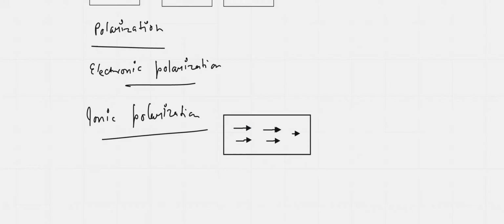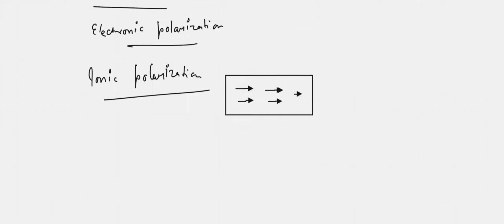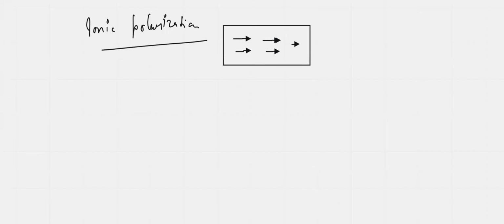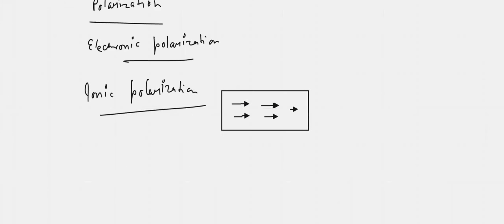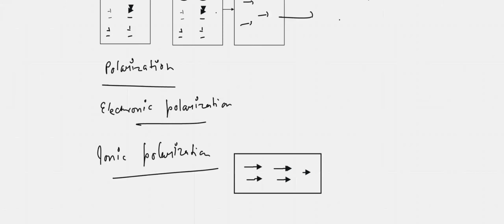And the last is oriented polarization. In this, in a dielectric, the permanent dipole moment is created. In this third case, the permanent dipole happens. This is all about the polarization. Sir, can you summarize all of them once? Yeah.